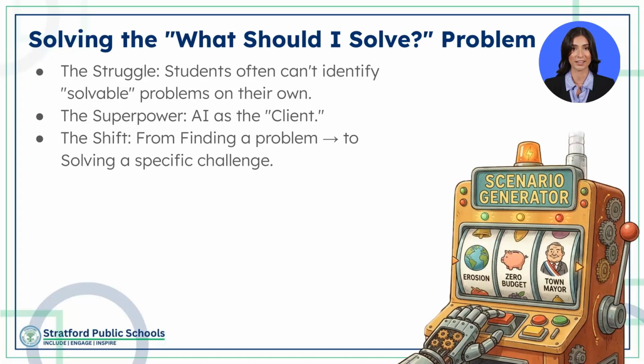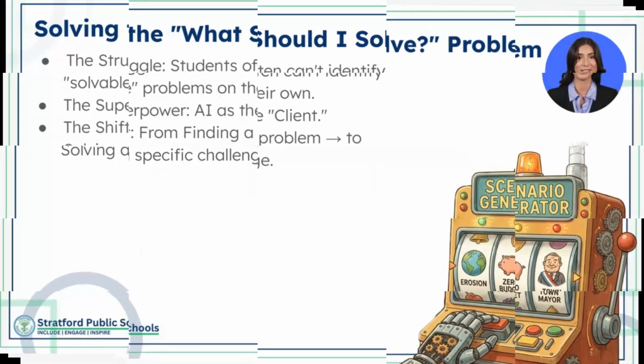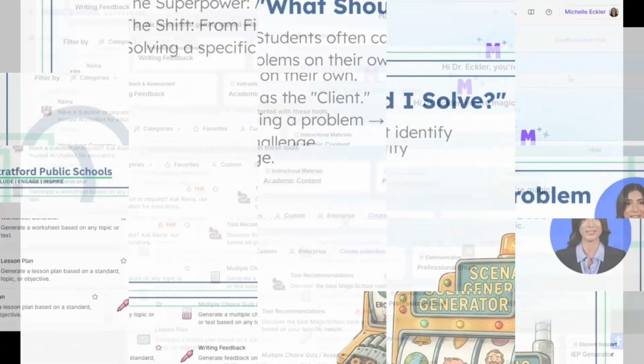This is where AI becomes your superpower. Instead of asking students to pick a topic, we use AI to simulate a client with a specific, solvable need. Dr. Eckler is going to show us how to use MagicSchool AI to instantly generate these authentic, constrained challenges that get students building immediately.